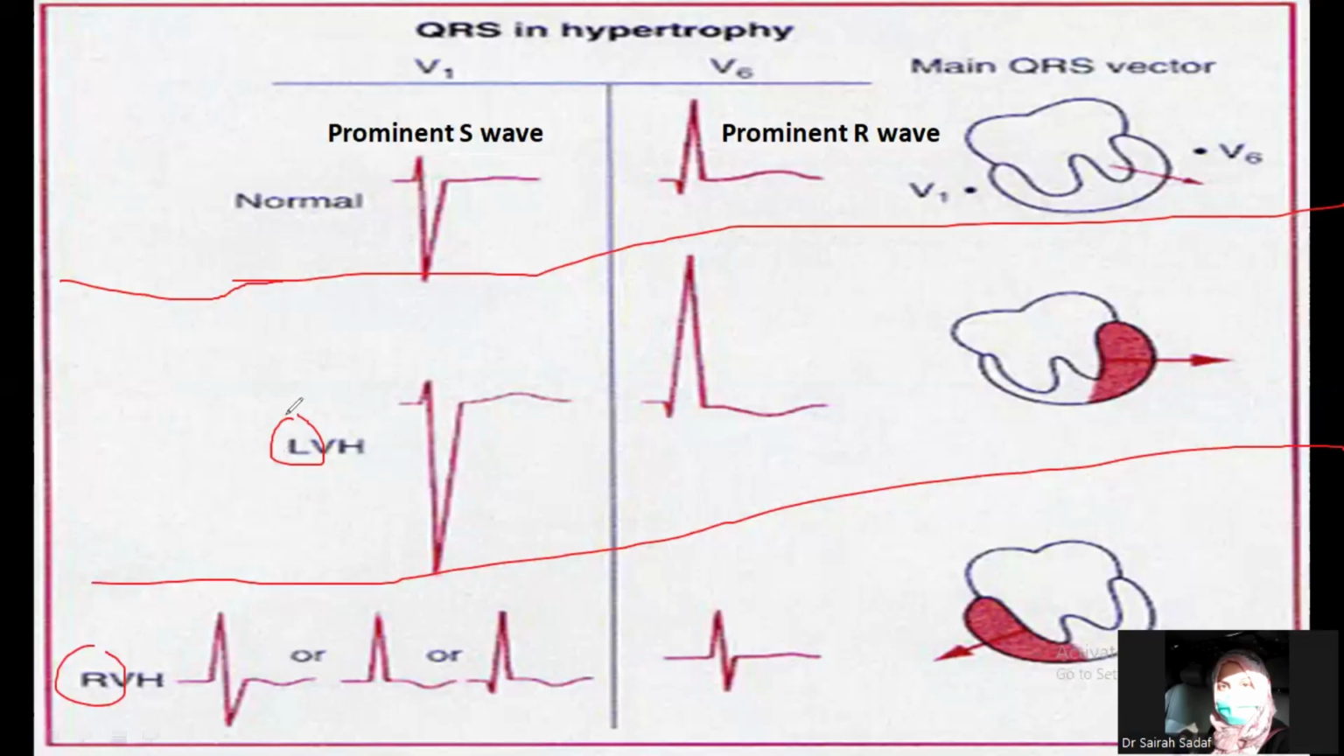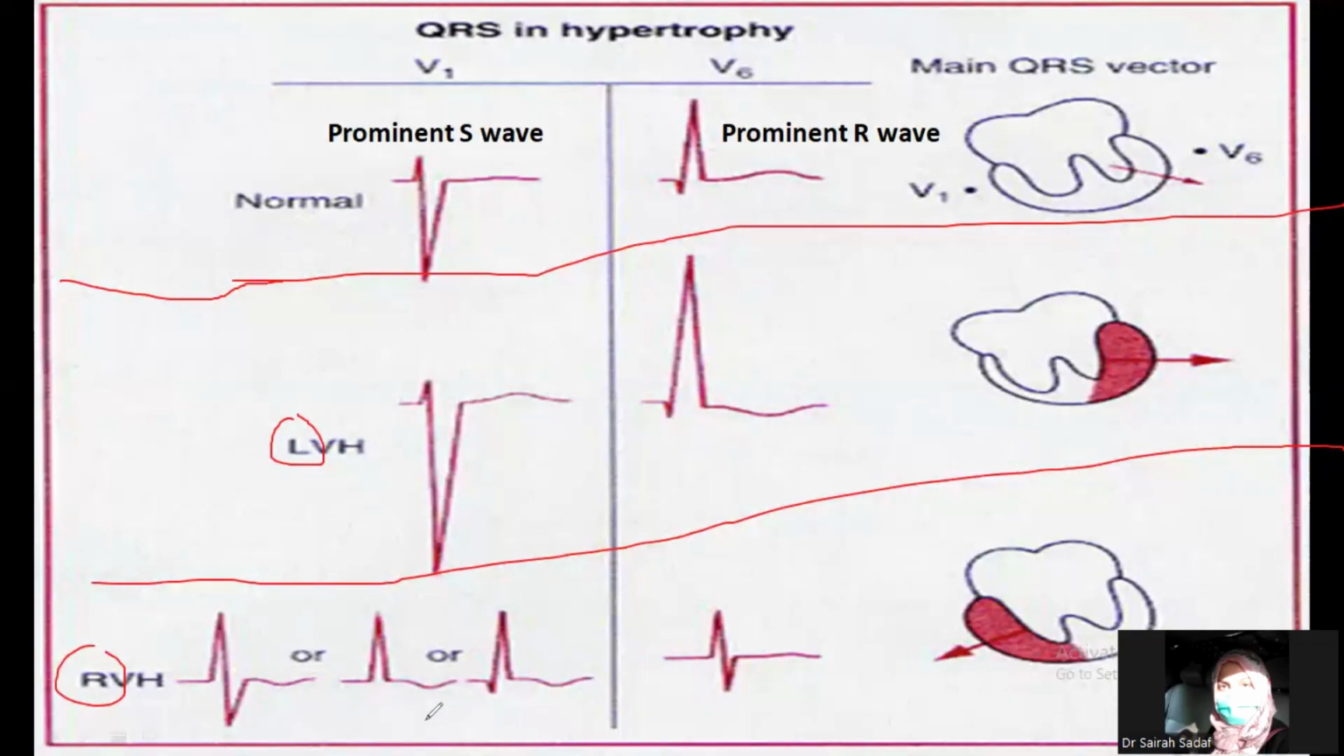In case of left ventricular hypertrophy, the findings will remain the same. As you can see, the S wave is deeper here, the R wave is prominent here, but with a little bit of difference: the S wave will become deeper in lead V1, and the R wave will become taller in lead V6. Findings will remain the same, but the findings will be exaggerated or enhanced in case of left ventricular hypertrophy.